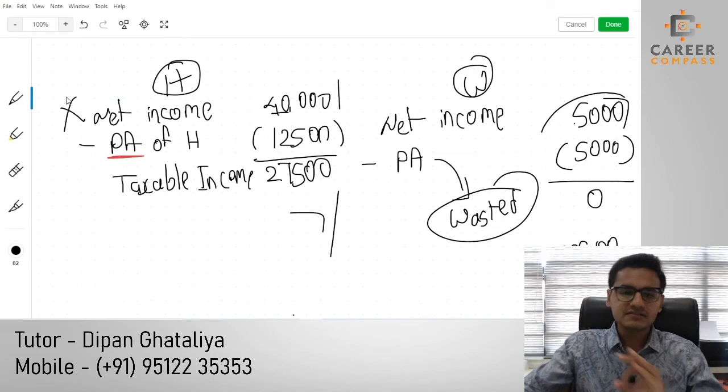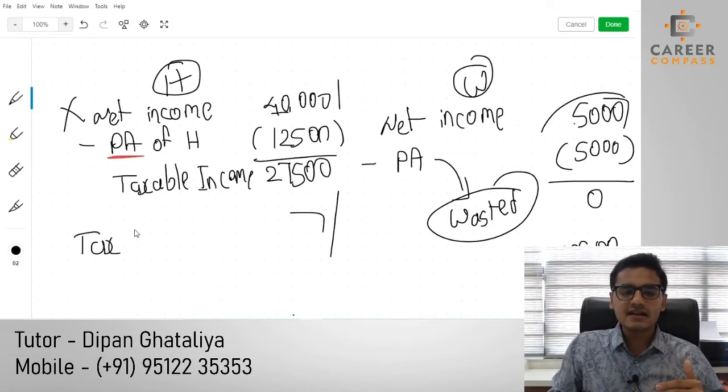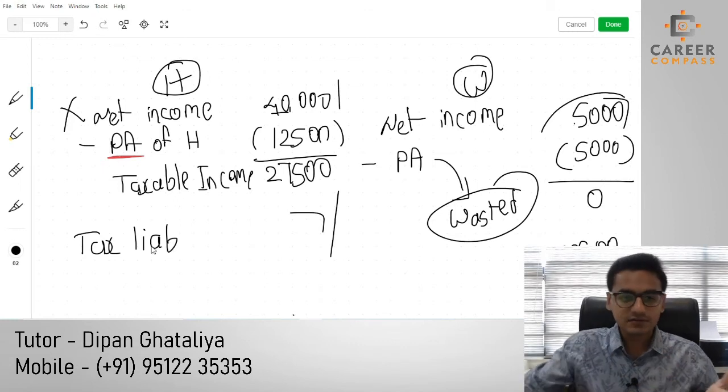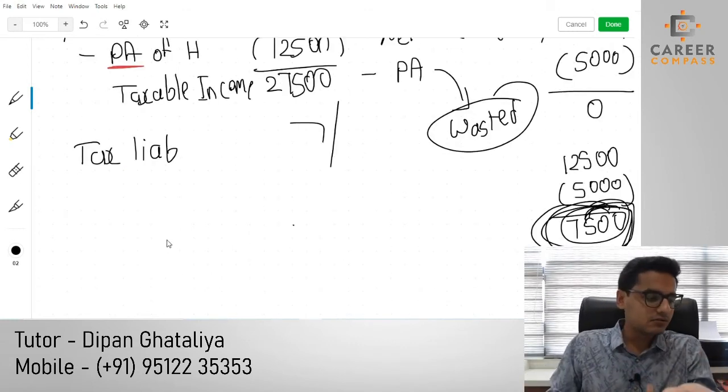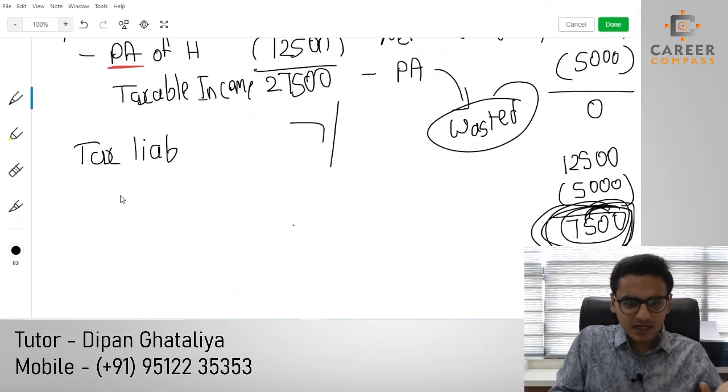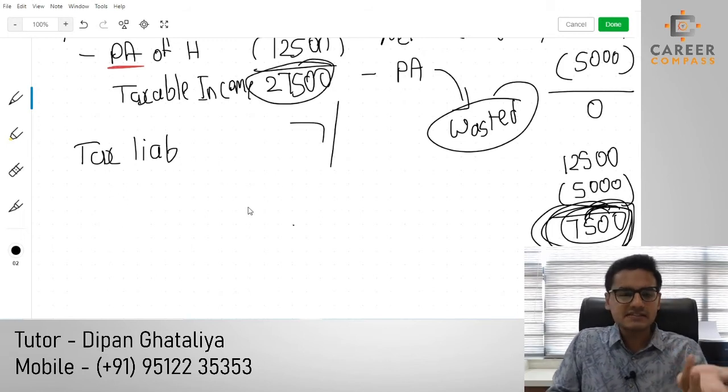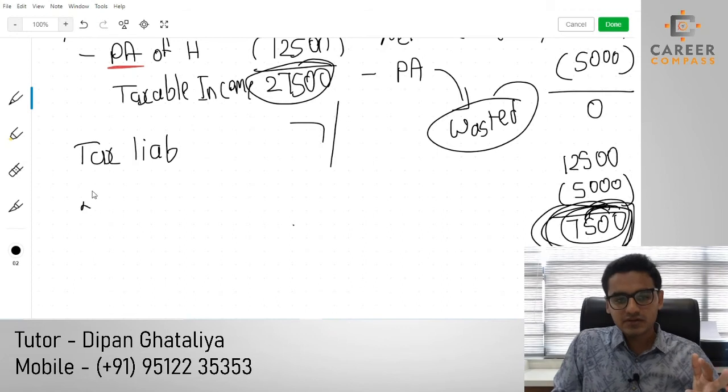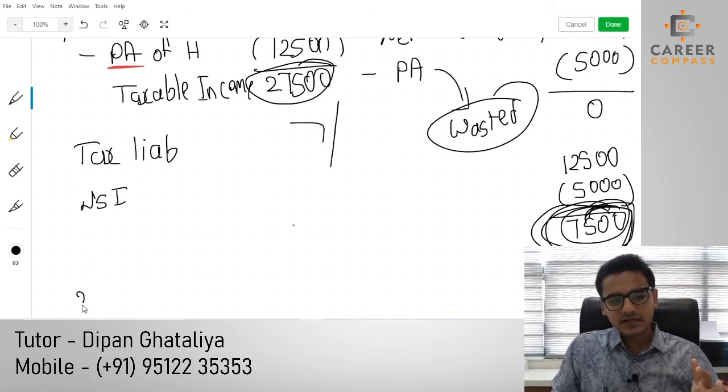So HMRC told us that once you have the taxable income, just calculate your tax liability. We already know how to calculate tax liability. As we have taxable income of 27,500, assume that it's non-savings income of 27,500.